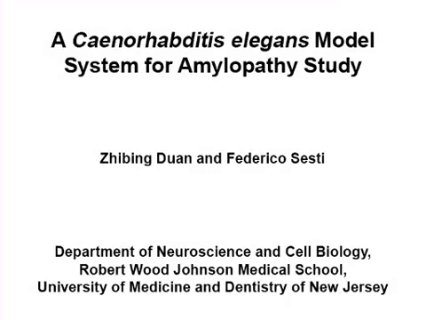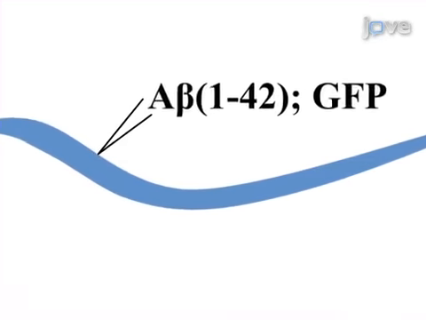The overall goal of this procedure is to assess the effects of amyloid beta toxicity on neuronal function and survival. This is accomplished by first constructing transgenic C. elegans worms expressing an amyloid beta peptide with a GFP reporter in ASE sensory neurons.